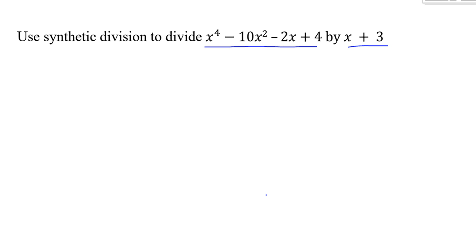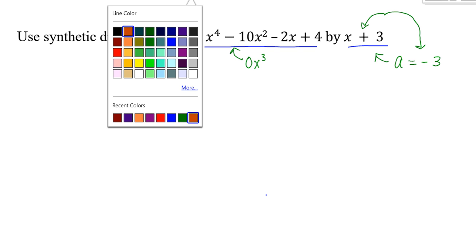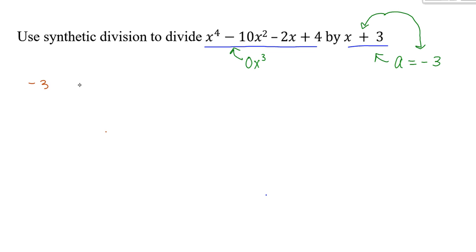So the first thing I look for is to make sure there's a term for every power. There's an x to the third missing, so we're going to put 0x to the third inside there. And the second thing you identify is a. Now because it's plus 3, that means the a is actually a negative number, because it was x minus a, negative 3, to get to there.